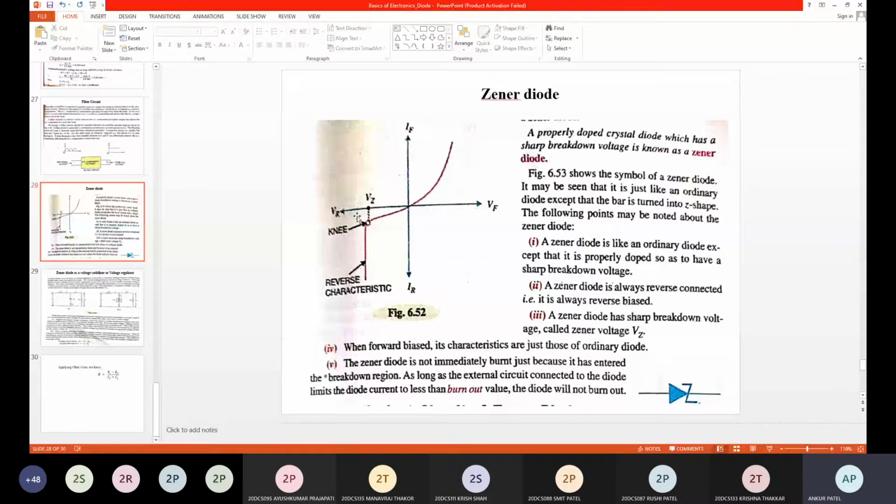Okay. Why does it not burn? Because there is some external resistance or power dissipation limit. So that's why it will not easily burn compared to an ordinary PN junction diode.